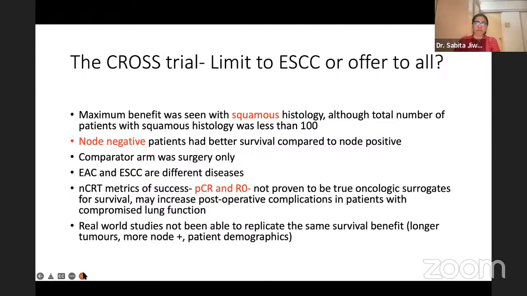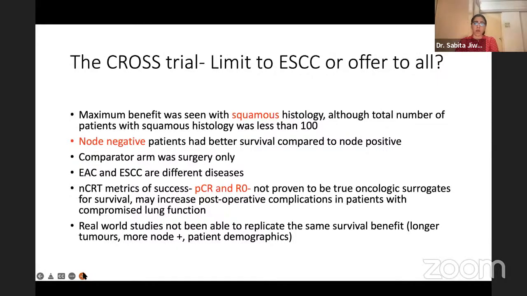So I am not comfortable using CROSS as the standard of care in all patients, because first of all, the benefit was seen in squamous histology, where the number of patients with squamous carcinoma were less than 100. Node negative patients did much, much better. The hazard ratio was 0.44 compared to node positive, where it was 0.8. The comparator arm was not a standard arm.